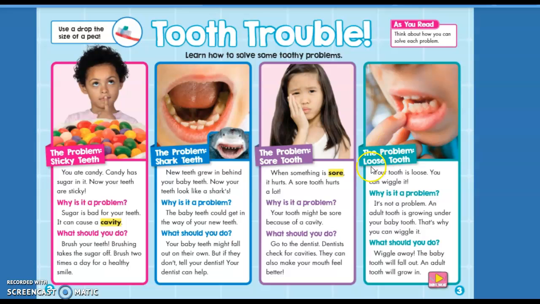The problem? Loose tooth. Your tooth is loose. You can wiggle it. Why is it a problem? It's not a problem. An adult tooth is growing under your baby tooth. That's why you can wiggle it. What should you do? Wiggle away. The baby tooth will fall out. An adult tooth will grow in.